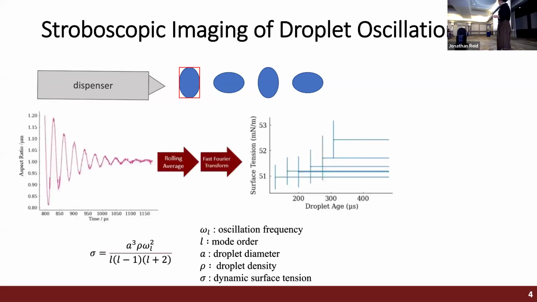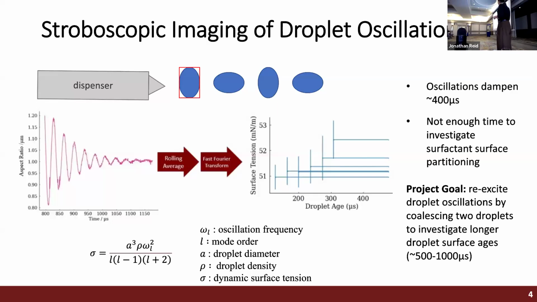And with aspect ratio over time, I can take the rolling average of that, perform a fast Fourier transform at different stages of that oscillation, and get the surface tension at different points of that oscillation, using the equation below. And the aspect ratio can also accurately measure the droplet radius, which is important for calculating the surface tension. The limitation with using just one microdroplet dispenser is that the oscillations dampen at around 400 microseconds. And once your oscillations dampen, that's where your measurements end. And that's not enough time to investigate the surface partitioning of surfactants in solution.